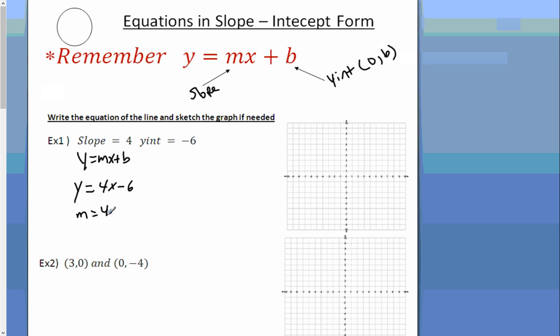So what does the slope mean? The slope means 4 over 1, which is up 4, right 1. The y-intercept is 0, -6. And I can graph it. Start from 0, -6, which is right here, I believe. And go up 4. 1, 2, 3, 4, right 1. And I've got enough information to graph it.